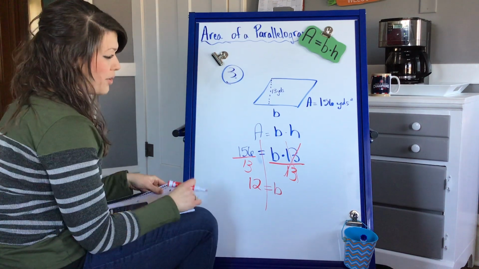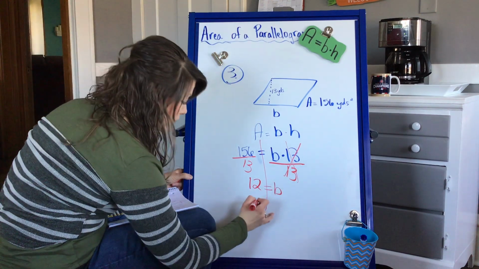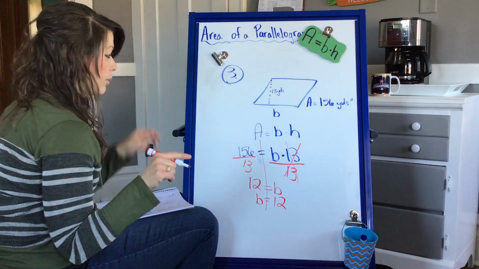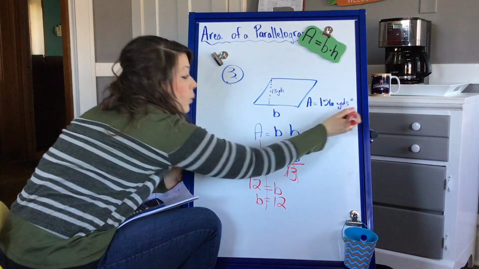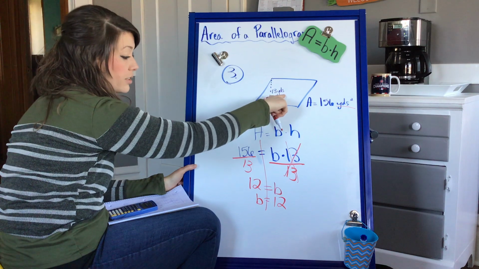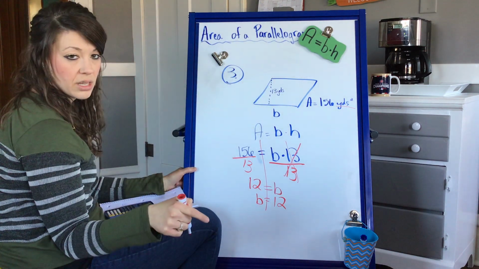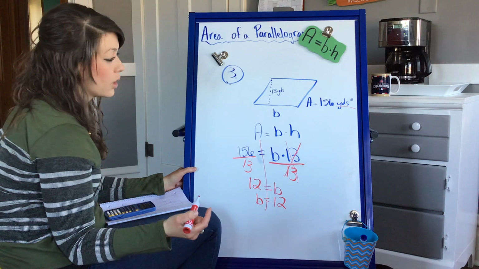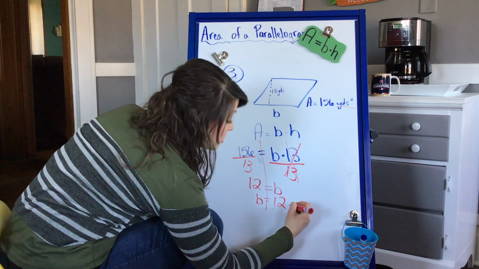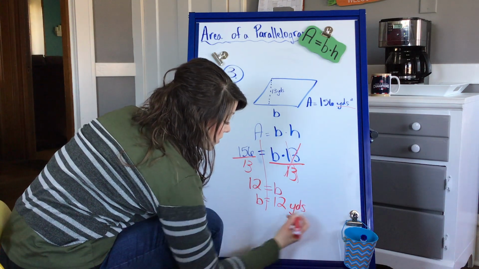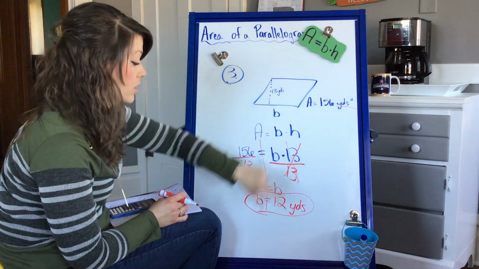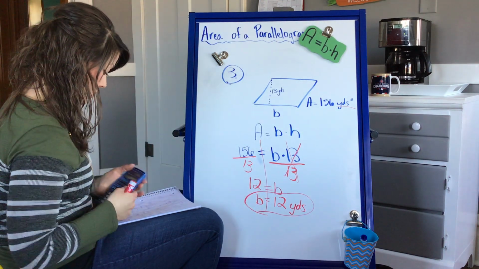I am going to switch this one around, not because I have to, but just because it's easier to write the label. My base is going to be 12. Now this is where you have to be really careful with your labels. Your answer was yards squared. The base and the height are both just yards. We are finding the base. The biggest thing that students get wrong is they have their label wrong in these kinds. We are not doing yards squared because that was the area. We're figuring out the base. So the label is going to be just yards, not yards squared, because that was only for our area. Okay. So 12 yards would be your answer.